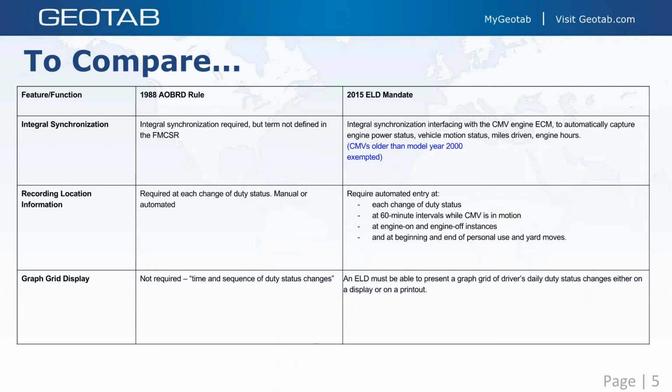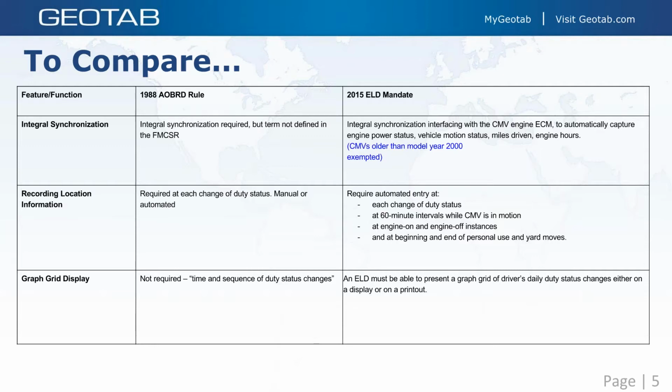Recording location information. With the AOBRD regs, they simply said it was required at every change of duty status, manual or automated. So this would be like at a drive log, on duty, not driving log, sleeper berth, or off duty. Now they get a little bit more specific.